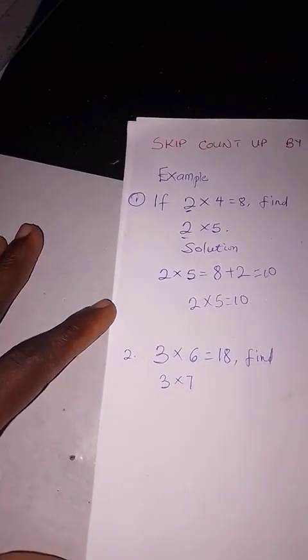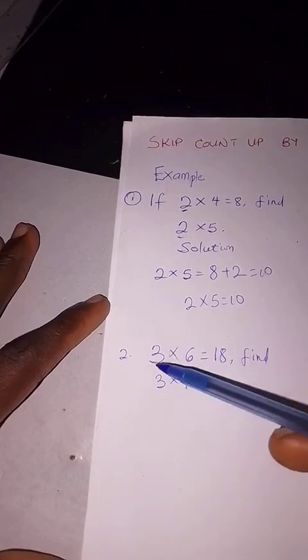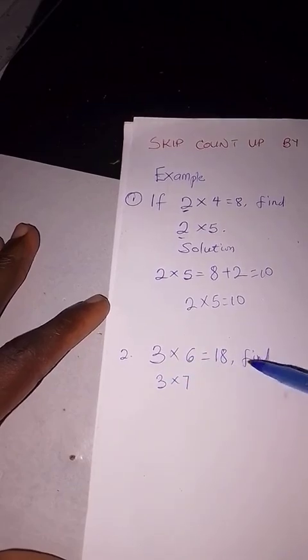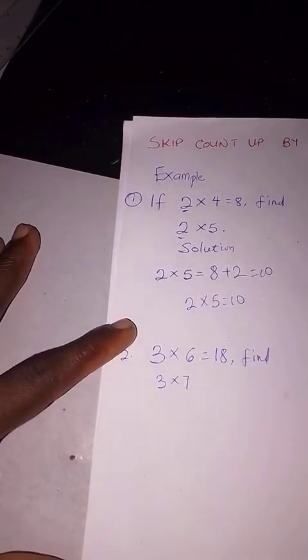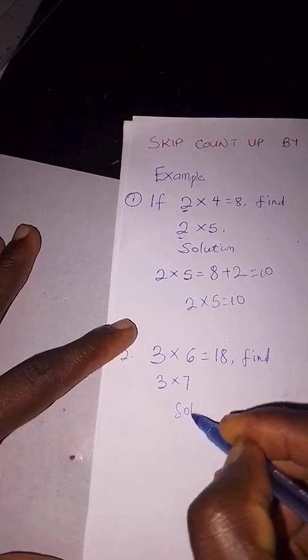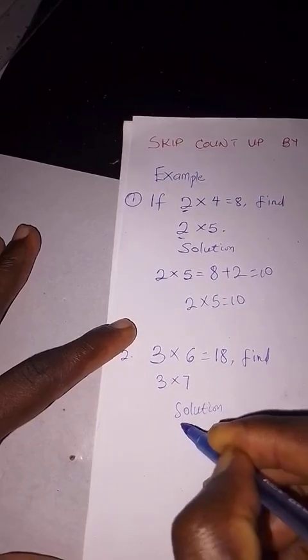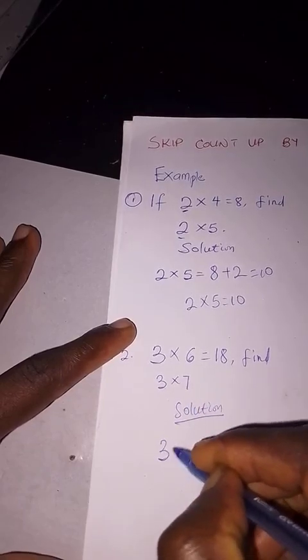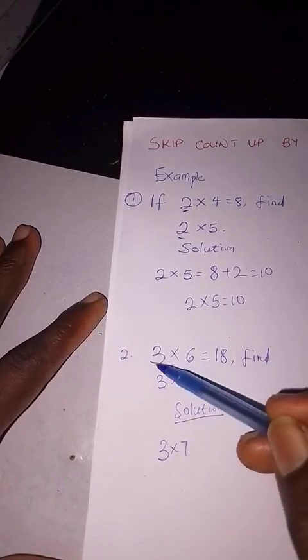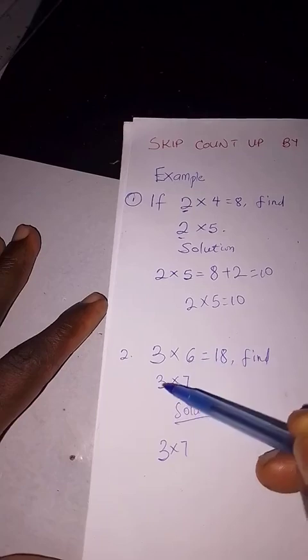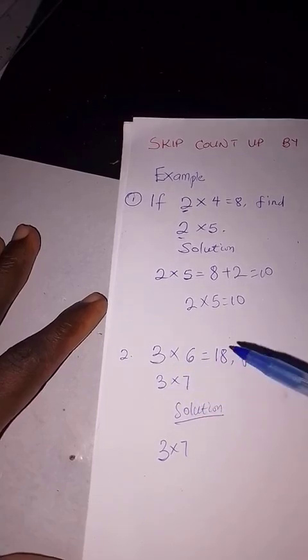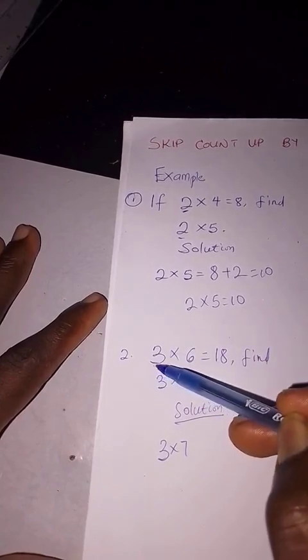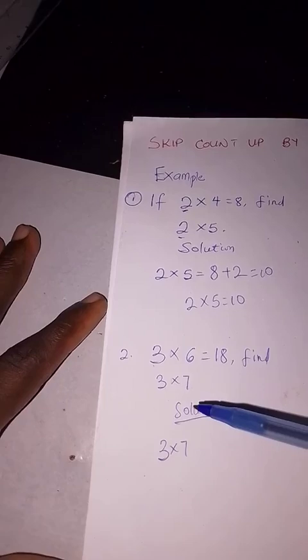Right, so from our second example, it says 3 times 6 equals 18. We have to find the value of 3 times 7. So to find the solution to 3 times 7, we look out for the common number between this expression and this expression. So between 3 times 6 and 3 times 7, the common number is 3. So we note it down.